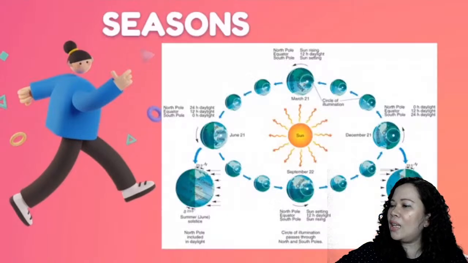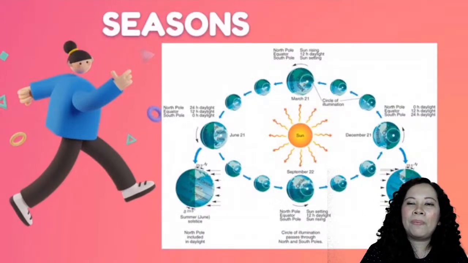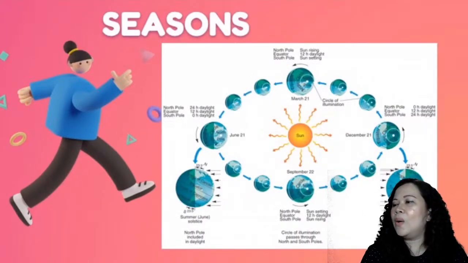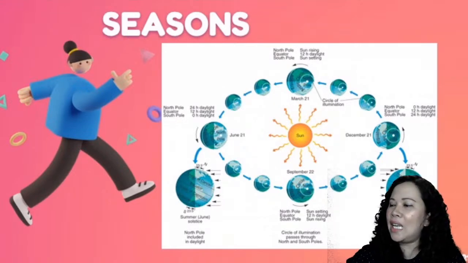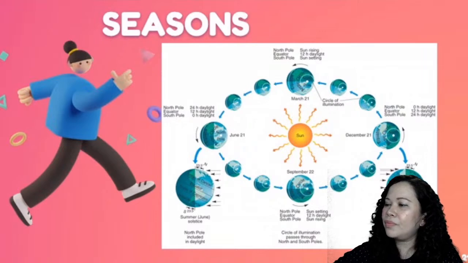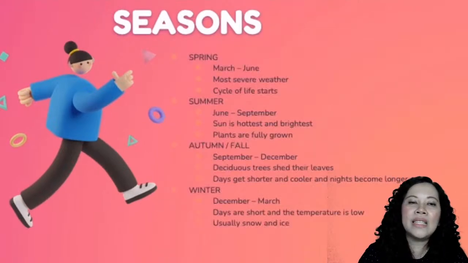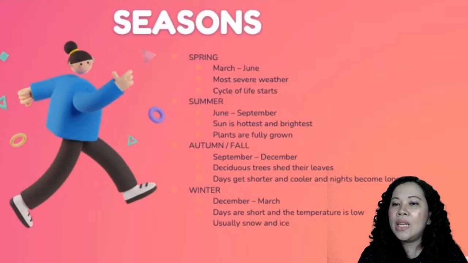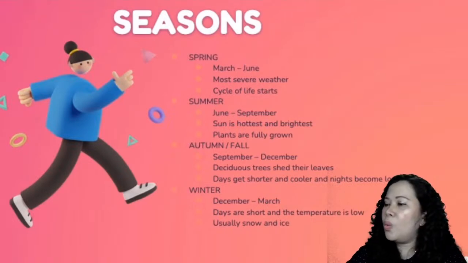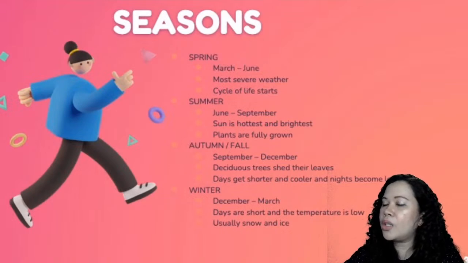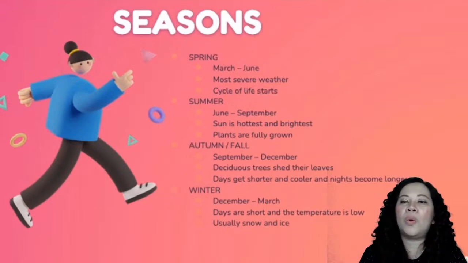In terms of positioning, our earth would change, the tilting and the season. So what are the seasons that we have? We have winter, spring, summer, and fall. So we have spring, summer, autumn or fall, and then we have our winter.